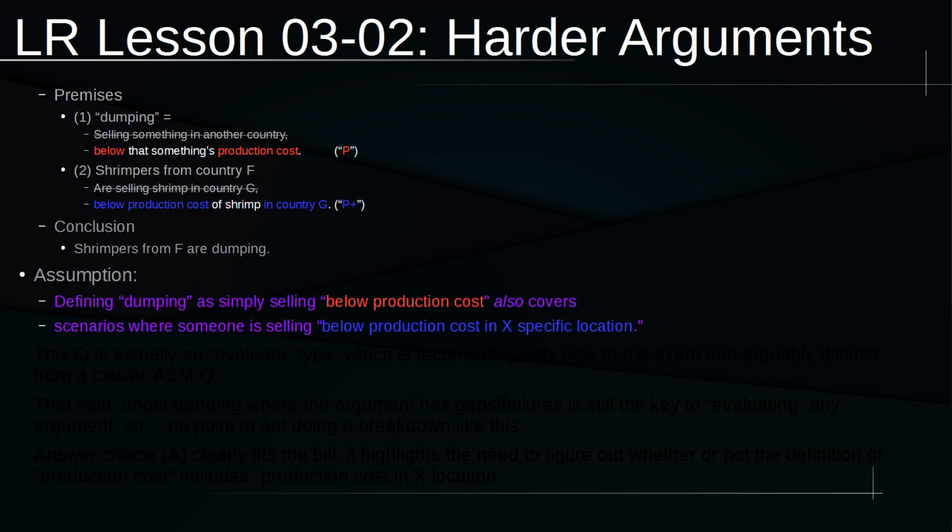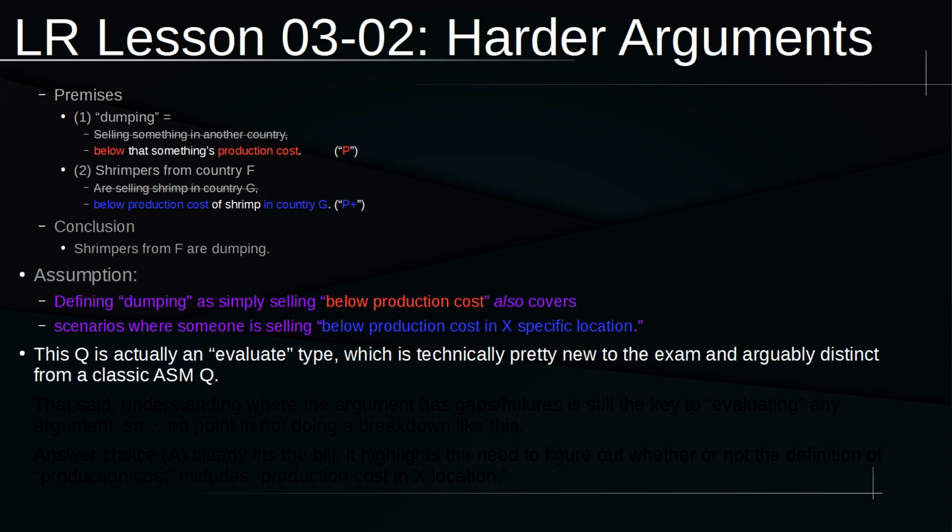And now that we are armed with all this information, we found our red P, we found our blue P plus, and we've kind of smashed it into a purple sentence or two here. Now to actually try to answer this question. This question actually isn't a standard assumption, strengthen, weaken, or flaw type. This is actually an evaluate type, which is technically pretty new to the exam and arguably distinct from a classic assumption question.